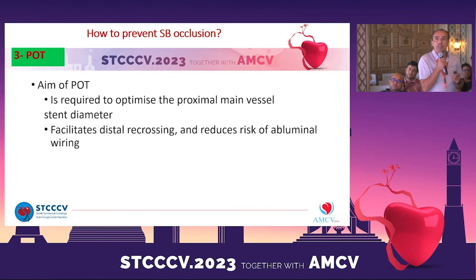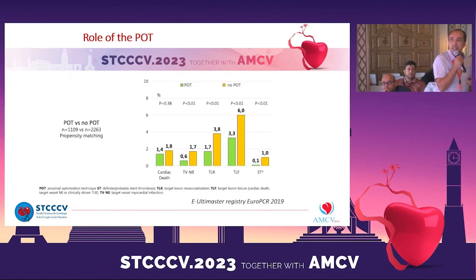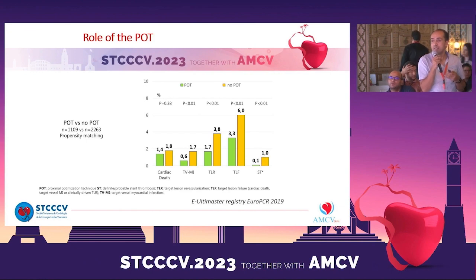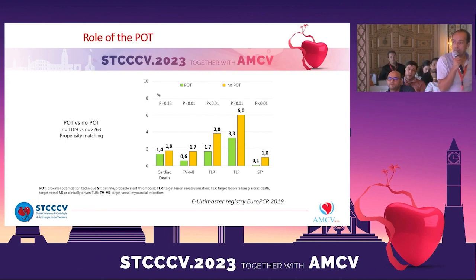Third, I think the POT has a strong role. The aim of the POT, as you know, is to optimize the proximal main vessel stent diameter, and it facilitates distal recrossing and reduces the risk of abluminal wiring. In this registry, Ultima Stare, the POT had a strong benefit in terms of target vessel myocardial infarction, target vessel lesion revascularization, TLF and stent thrombosis with net benefit.